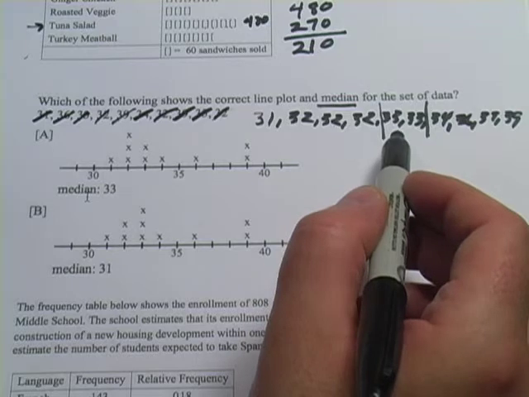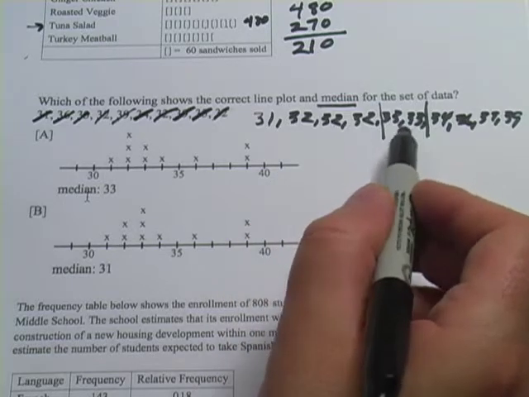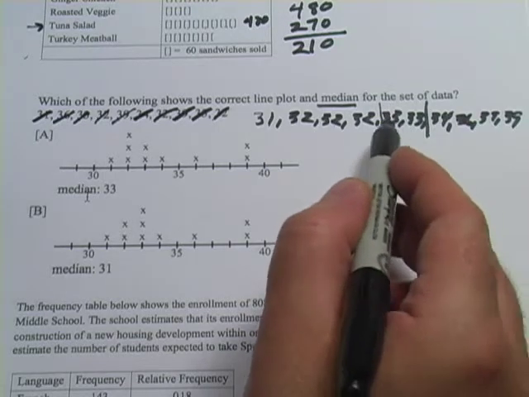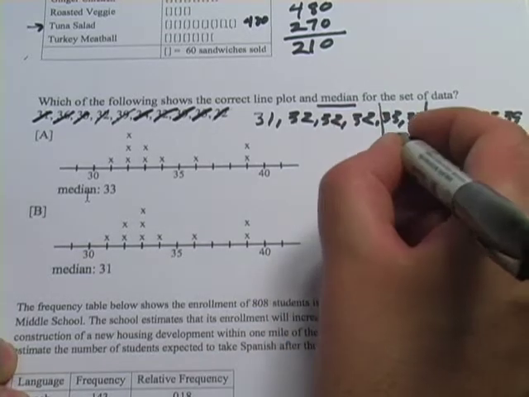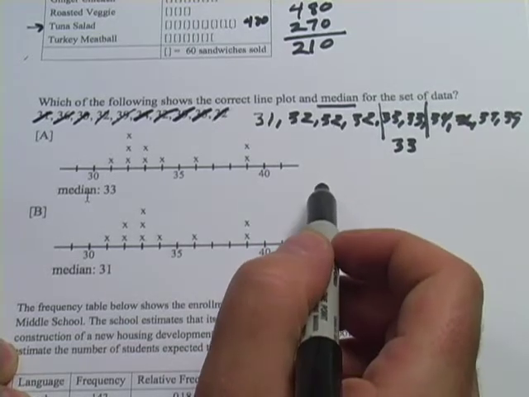If you have 2 numbers in the middle, because it's an even set, then if the numbers are the same, well, that number is the median. If the numbers aren't the same, you have to take the average of them. In this case, they're the same, 33. So 33 is definitely the median, the middle number when you've got the set lined up in order.